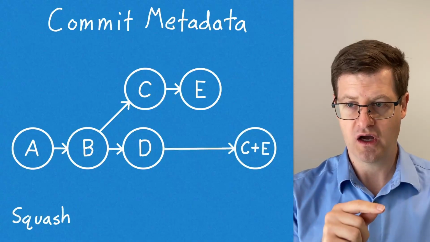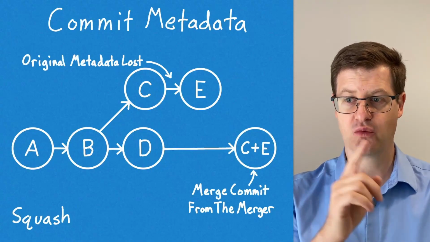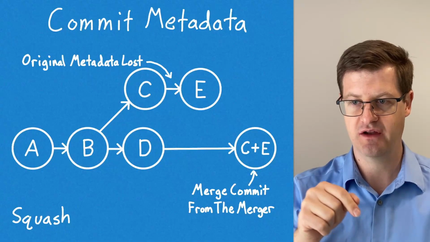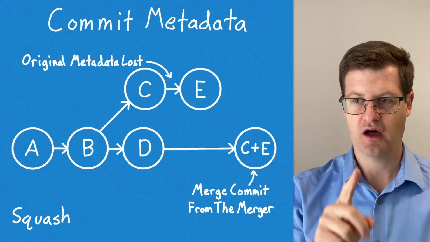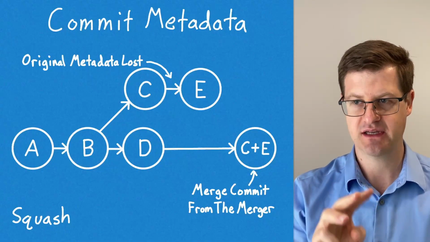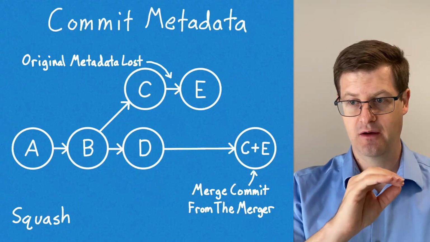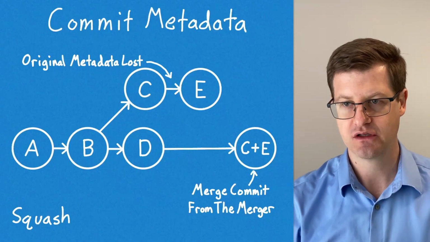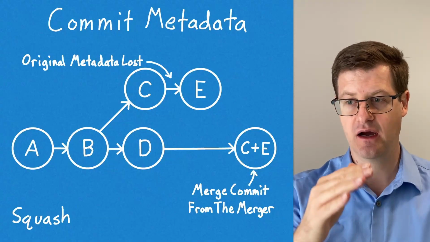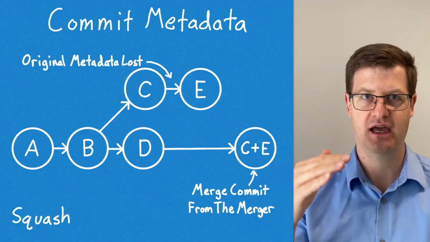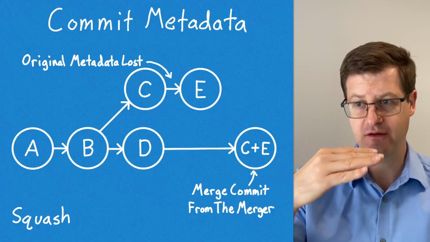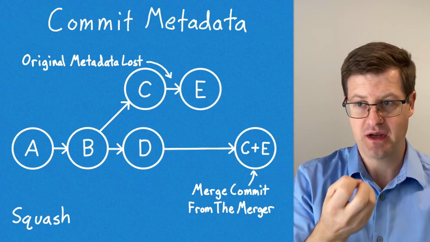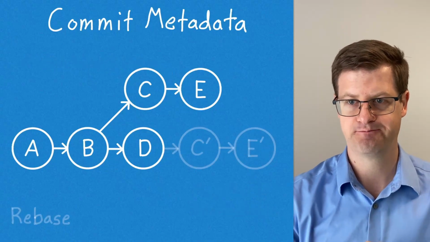If we squash, the original metadata of C and E is lost. The new commit from the merger has a new author and committer, plus the message and the SHA hash are new for that particular commit, whoever pushed the button. So that original metadata is lost. GitHub can add some details into the actual commit message about what intermediate commits were squashed together, but from a Git perspective, that's lost.